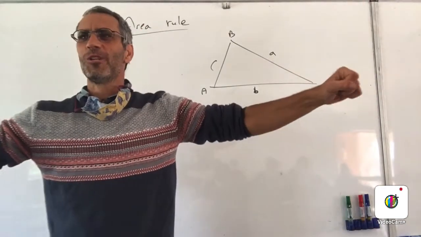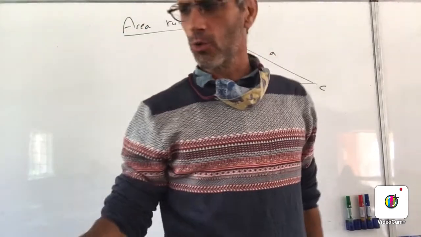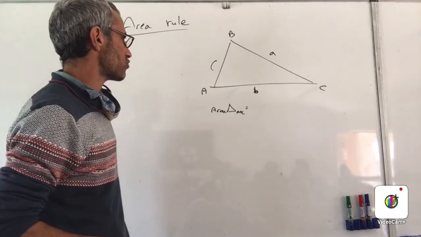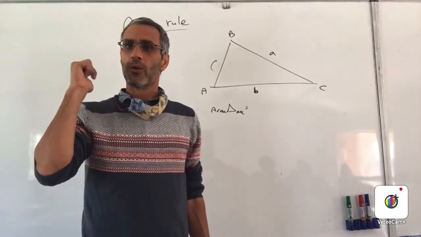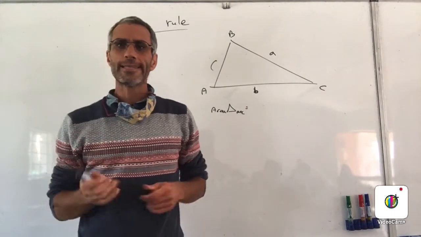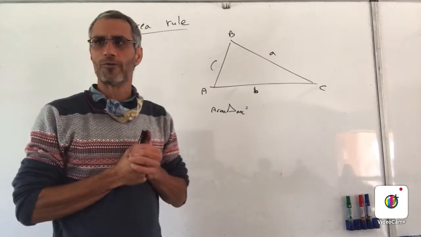Morning. Mr. Lesham is here, and we're moving on to our third and final rule, as far as I'm aware, in trig triangles. So the first one was the sine rule. The second one was the cosine rule. This one is called the area rule. And as the name suggests, it will help us calculate the area of triangles.